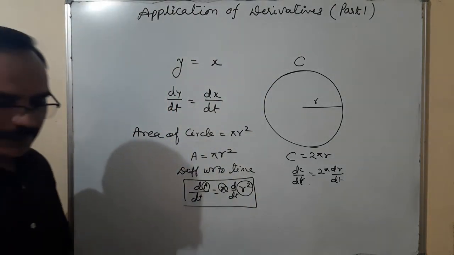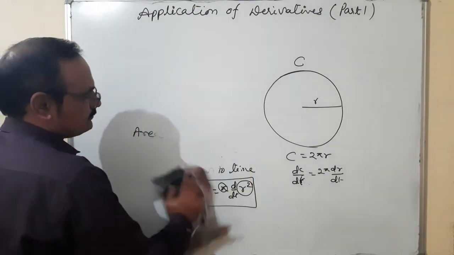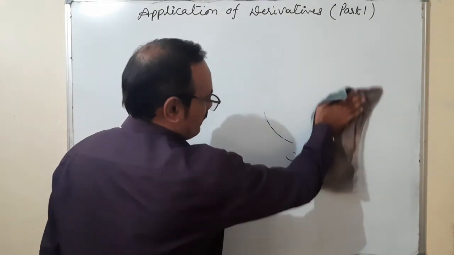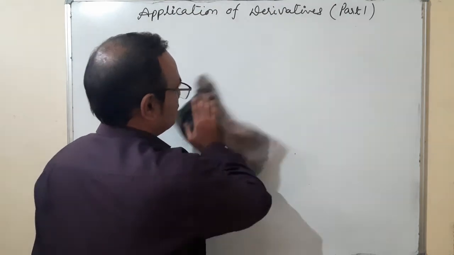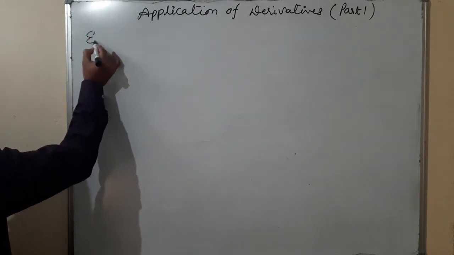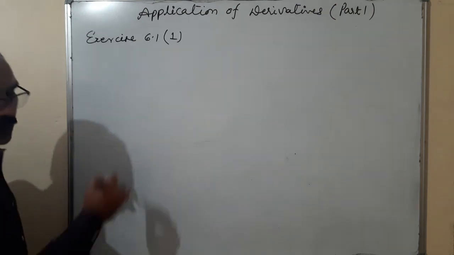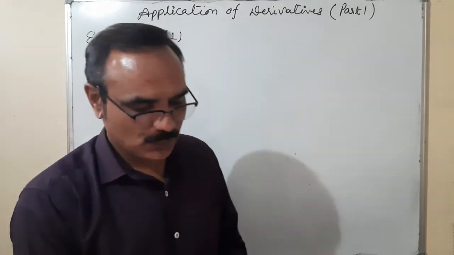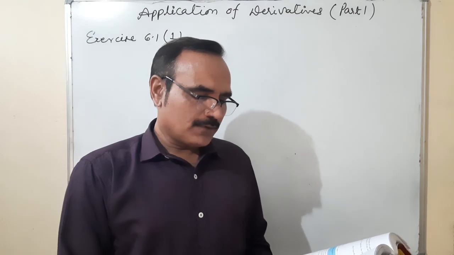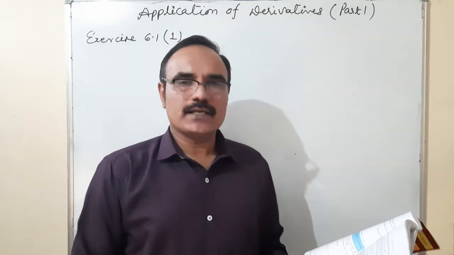We are taking some questions from exercise 6.1, and some interesting questions we are discussing. We are taking question number 1 of exercise 6.1 of your NCERT book. Question number 1 says, find the rate of change of the area of a circle with respect to its radius when r is equal to 3, r is equal to 4.